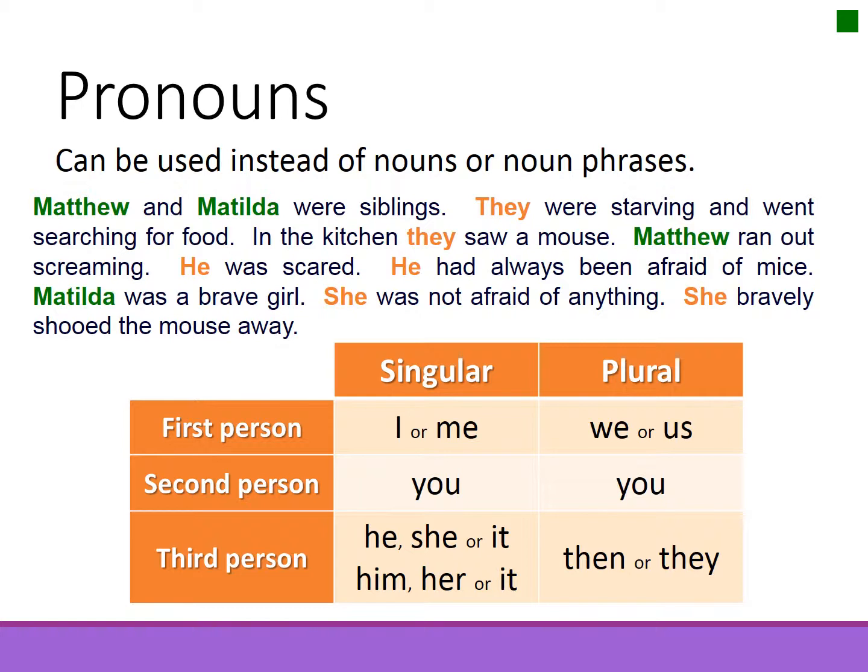Matthew and Matilda were siblings. They were starving and went searching for food. In the kitchen, they saw a mouse. Matthew ran out screaming. He was scared. He had always been afraid of mice. Matilda was a brave girl. She was not afraid of anything. She bravely shooed the mouse away.